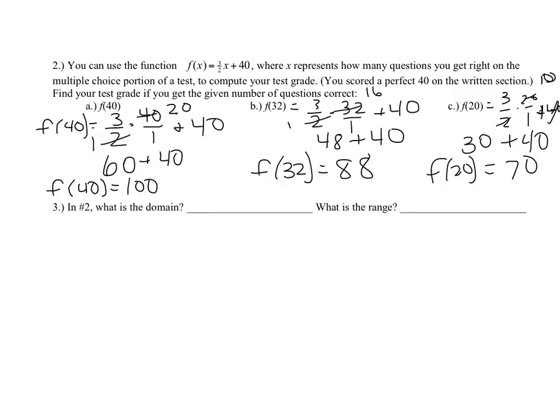All right, so B and C. I got f of 32 equals 88, f of 20 equals 70. If you got it wrong, pause the video and just look at my work for a second, see what I did. All right, now the next question, number 3.